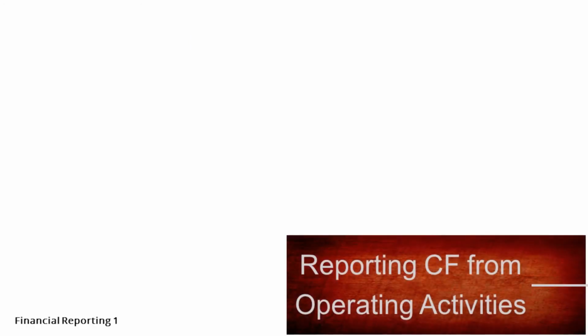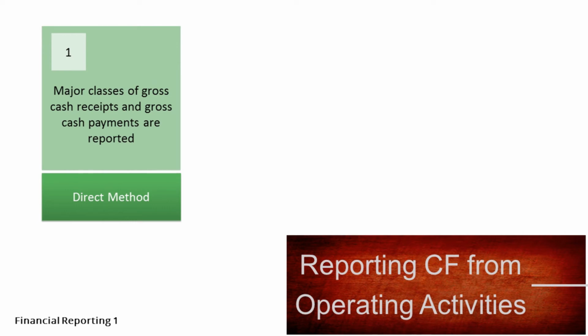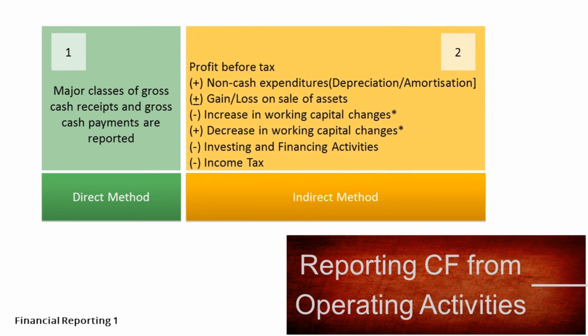Our next topic is how to report cash flows from operating activities. There are 2 methods for reporting operating activities. One is direct method. Under this method, major classes of gross cash receipts and cash payments are reported. Indirect method, it's a reverse calculation process where we need to take profit before tax as base.